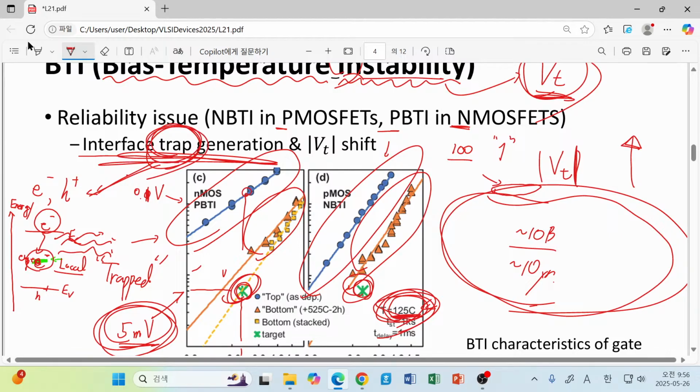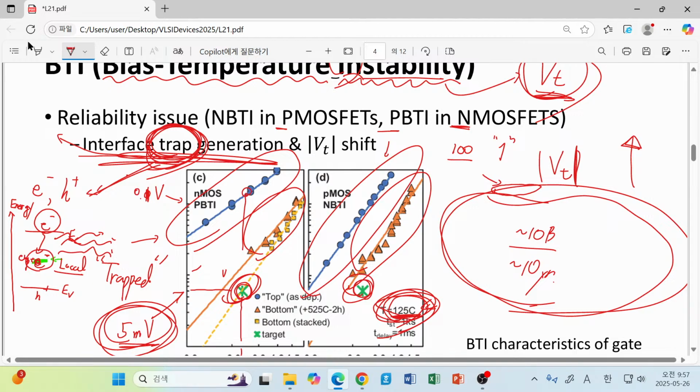Actually, nobody wanted to have traps in our silicon material, so we wanted to avoid them. However, unfortunately, it is not possible to completely remove traps. So unfortunately, we must always have traps inside our device. Then what is the physical structure that generates an electronic trap?